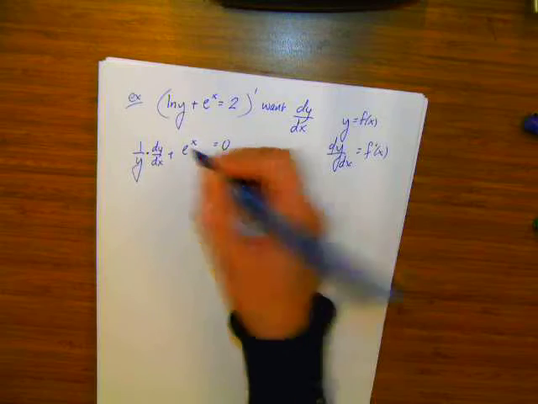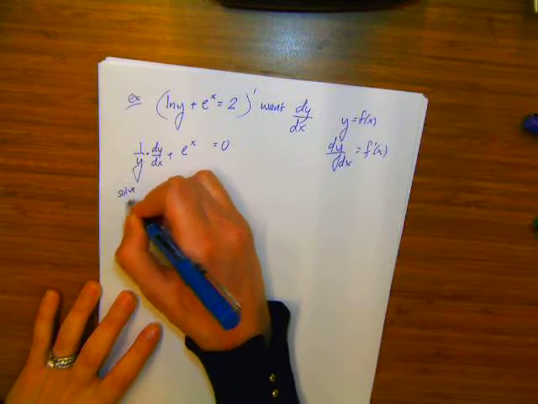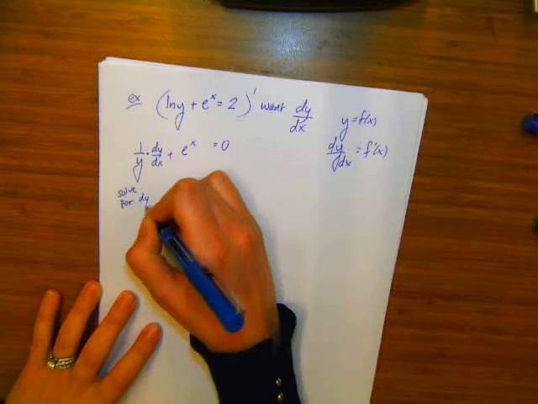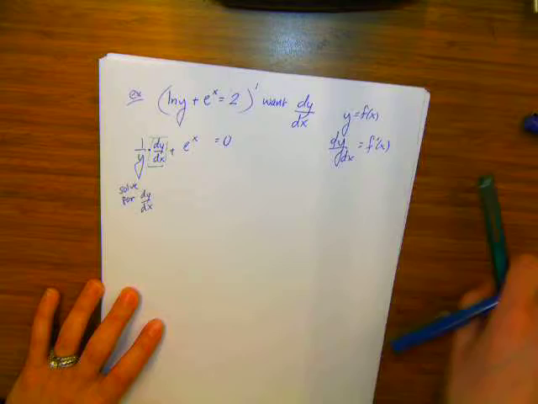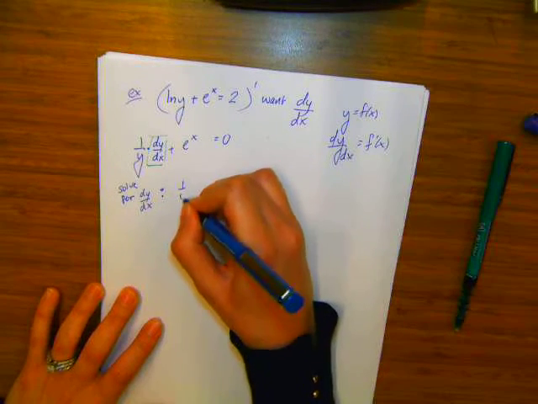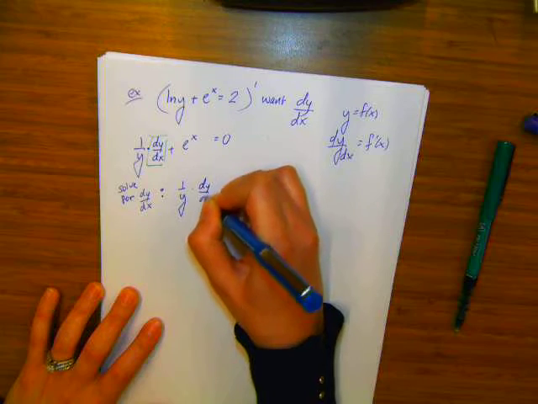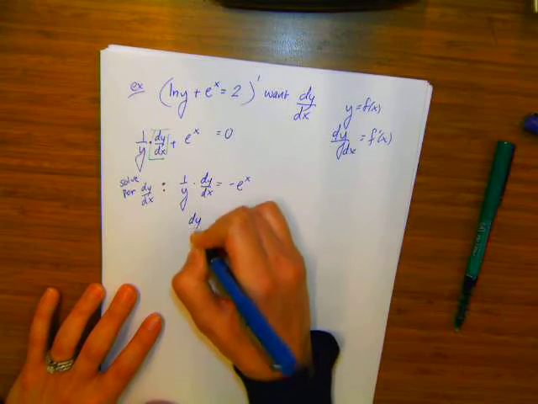e to the x. I want to know what dy dx equals, so let's take a second, solve for dy dx. I'm adding e to the x to it, so I'll subtract that off the other side. Okay, last step, what will you get for dy dx equals?